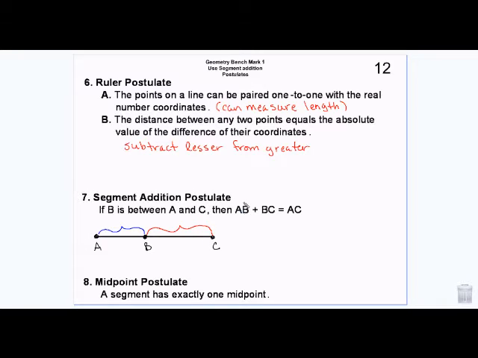So AB, remember I showed you on the board that if there's no line above it, this is referring to the length. So this is saying the length of AB. This is the length of BC. And this is the length of AC. So basically what this is saying is the two parts equal the whole.